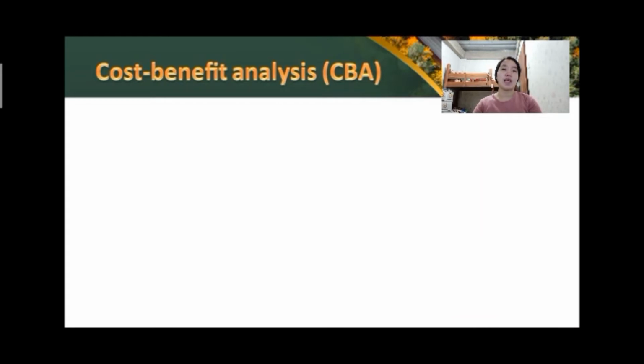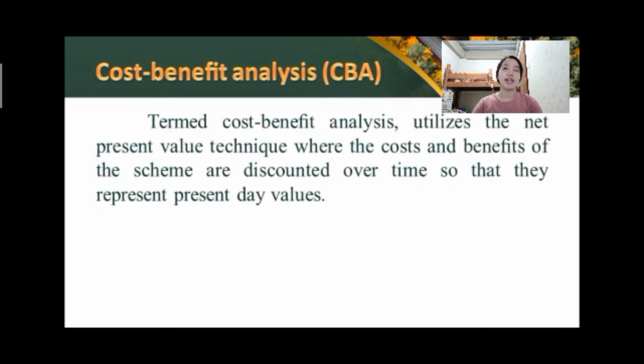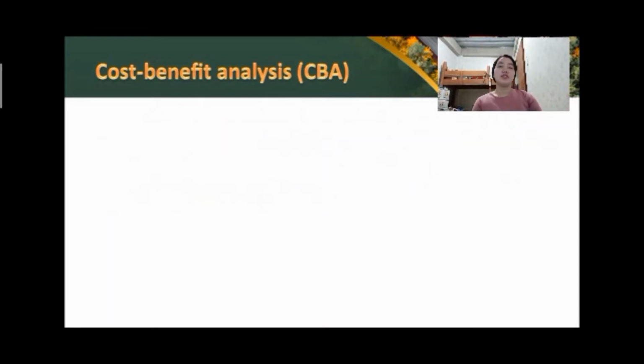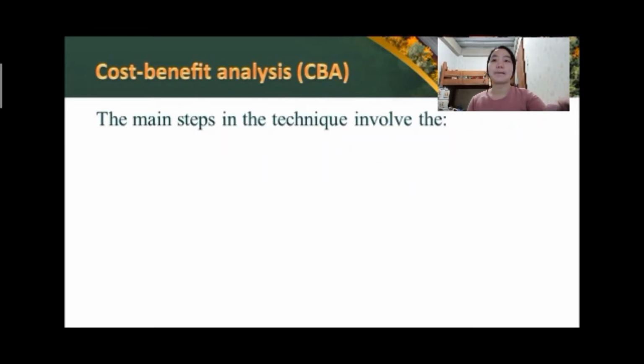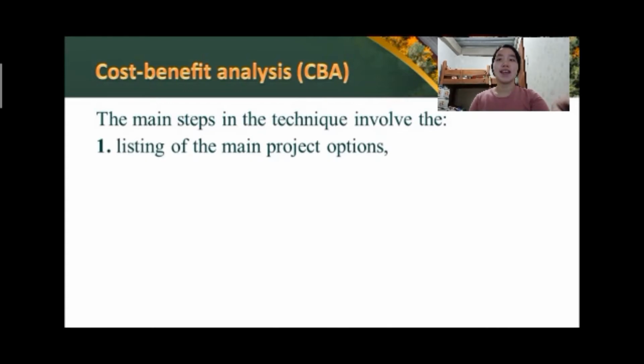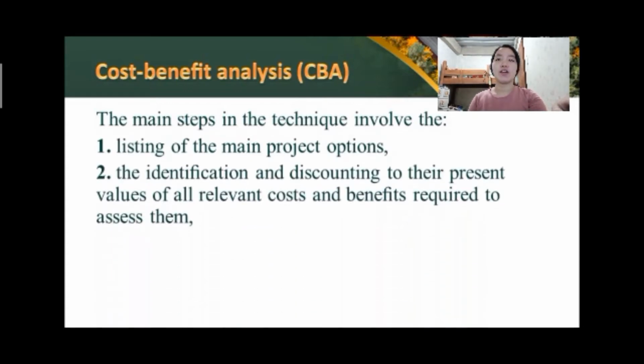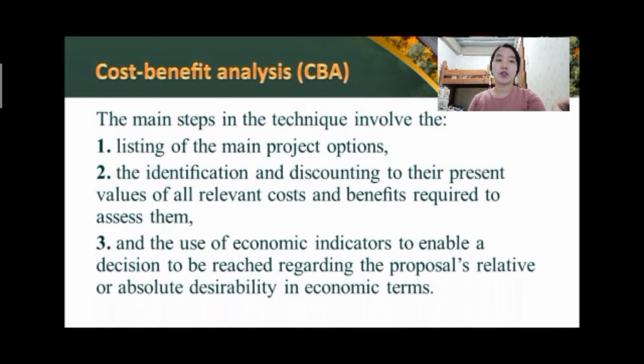Cost-benefit analysis utilizes the net present value technique, where the costs and benefits of the scheme are discounted over time so that they represent present-day values. Using this method, any proposal having a positive net present value is economically sustainable in absolute terms. The main steps in the technique involve first listing the main project options, then identifying and discounting to their present values all relevant costs and benefits required to assess them, and using economic indicators to enable a decision to be reached regarding the proposal's relative or absolute desirability in economic terms.